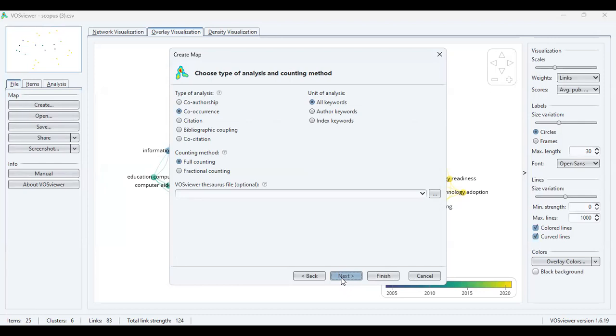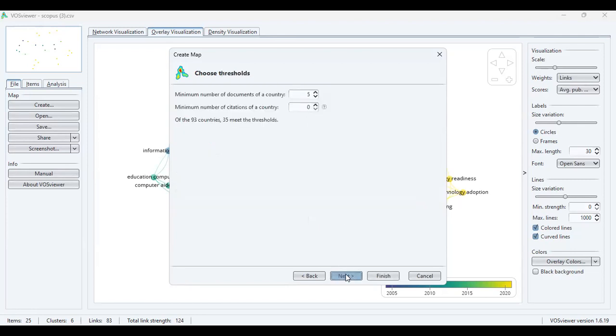So when you come here now, this is where you are going to choose what you want to do. Maybe you want to do co-authorship by authors, co-authorship by organizations, co-authorship by countries. So for this research, out of interest sake, right, let's do co-authorship by countries. What it means is we want to see which countries are collaborating more on this particular research. So now we do co-authorship by countries and we go next.